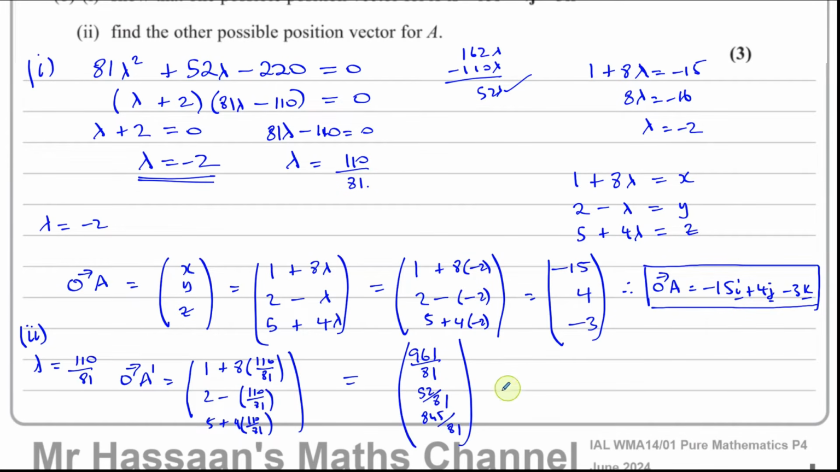So again, in ijk form, 961 over 81 i plus 52 over 81 j plus 845 over 81 k. Okay. So there we have the answer to part 2.